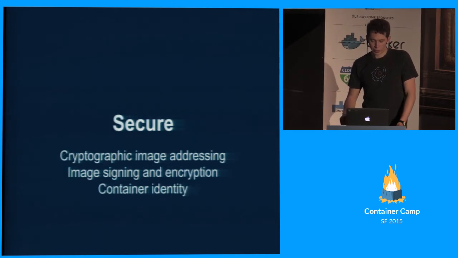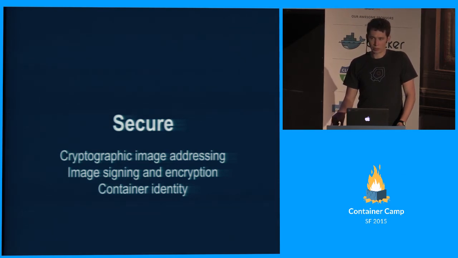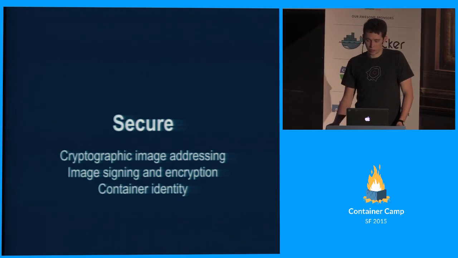We want it to be secure with cryptographic image addressing. So the primary identifier of all app container images is the SHA-512 hash that's been shortened to 256. And then image signing and encryption. Signing is in the spec and is a GPG-based signing mechanism. Encryption is currently being discussed.